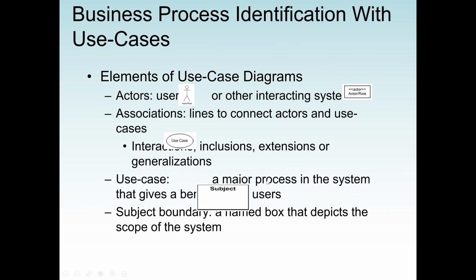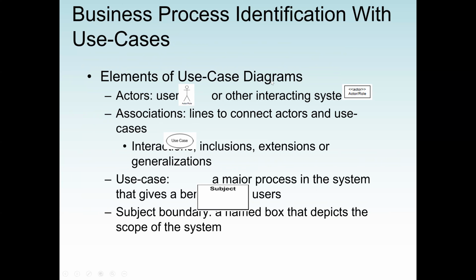Also, we may have a boundary of the system, like a subject boundary. This will be a named box that shows the scope of the system. So if I have a library system, then maybe the boundary will be within a process that we can borrow books, or we can accept books, or we can order books. But maybe in the library, we don't sell books. So that will be outside the boundary.